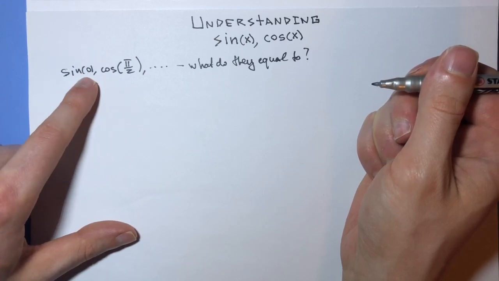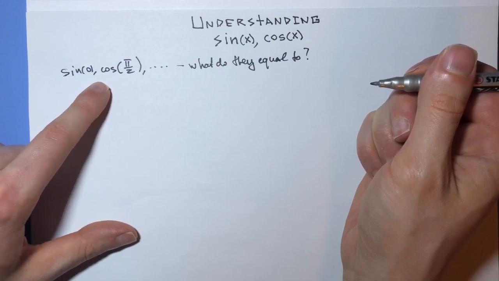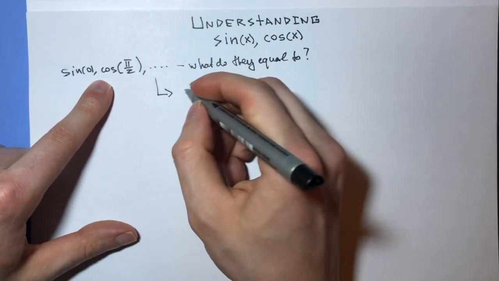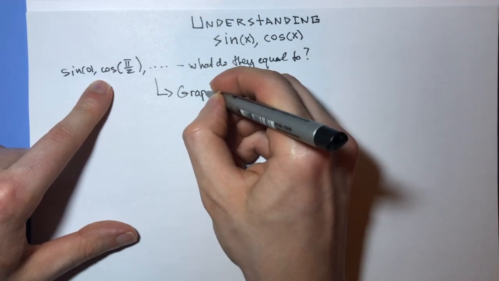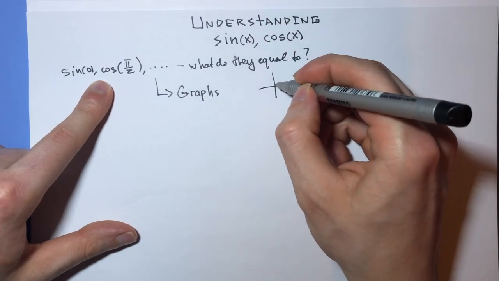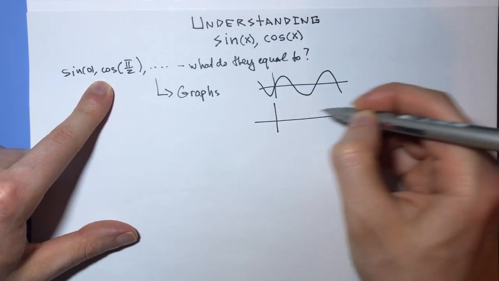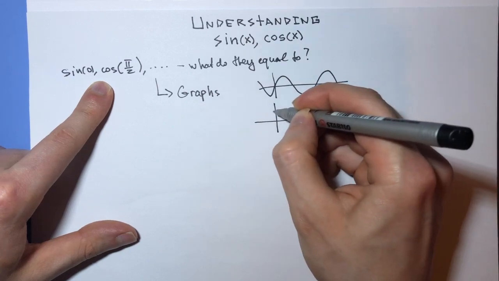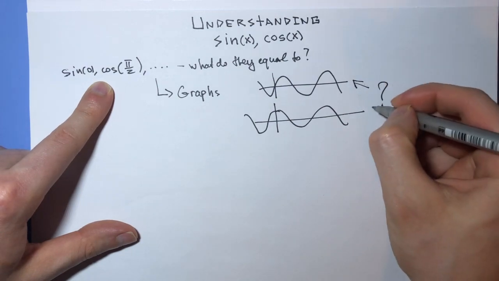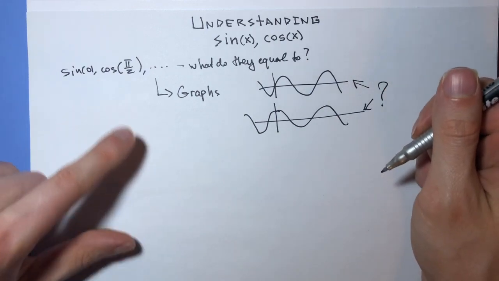So I think the best way to figure these values out, not to memorize them, but to derive their values, is through remembering their graphs. So you of course know that we can have a graph like this, and we can have a graph like this. But which one is sine and which one is cos? It's also easy to forget.